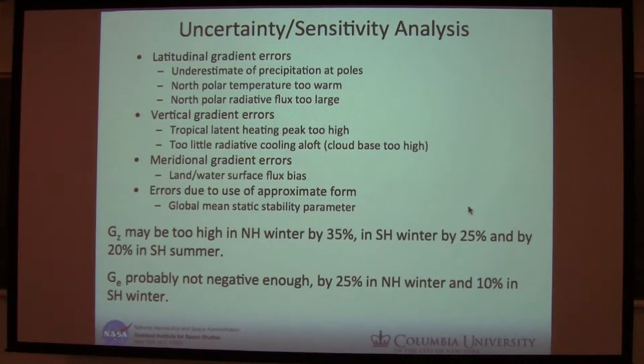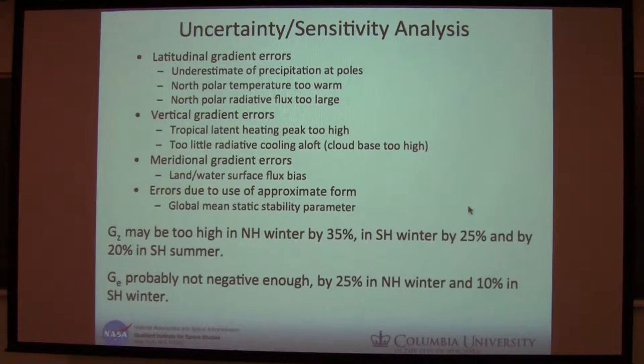Segueing nicely to our uncertainty analysis, each of the input data sets that we used has errors and biases associated with it. So we wanted to figure out what that would do to our results. So we devised a series of synthetic data sets in which we altered the inputs to GZ and GE according to what we thought were the most serious errors that were likely to affect our results. And this fell into four different categories.